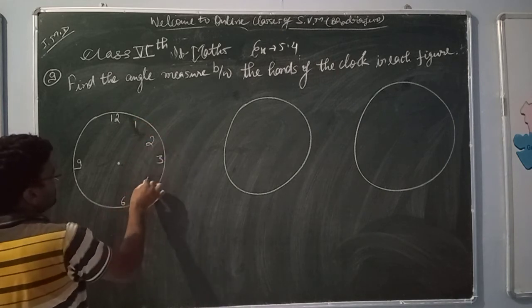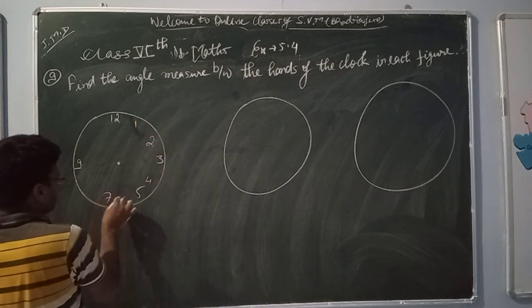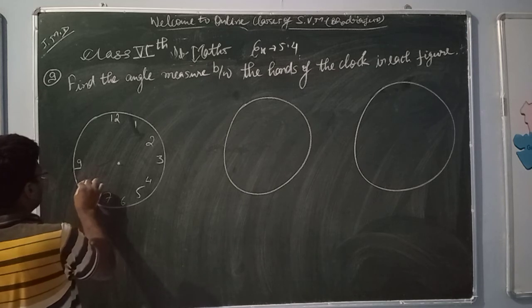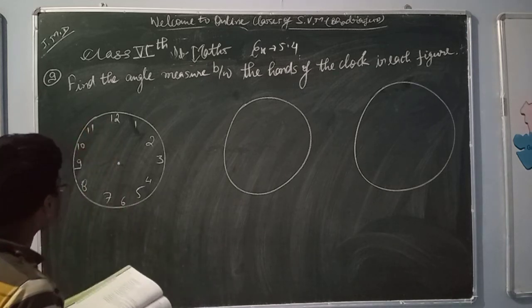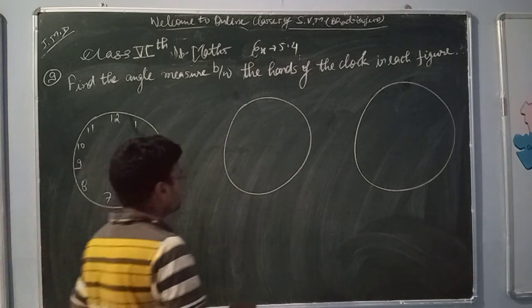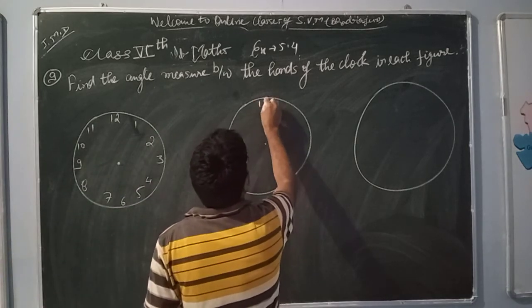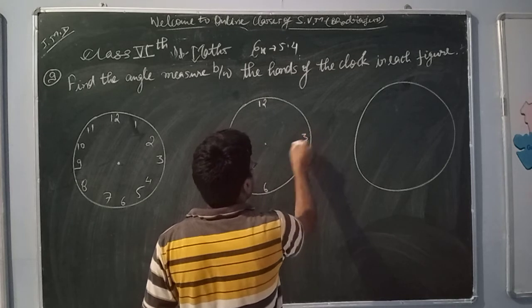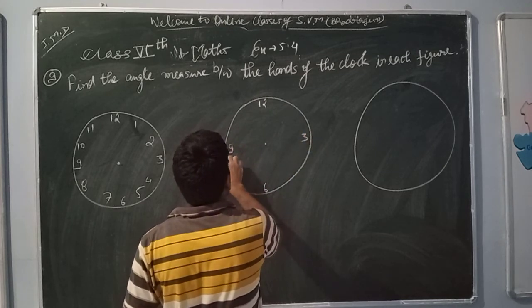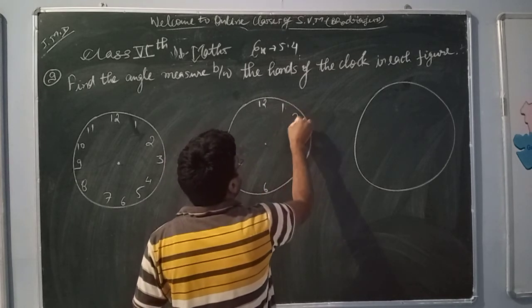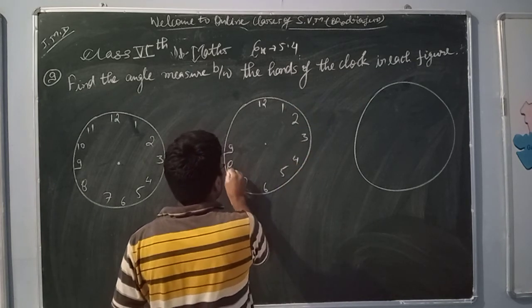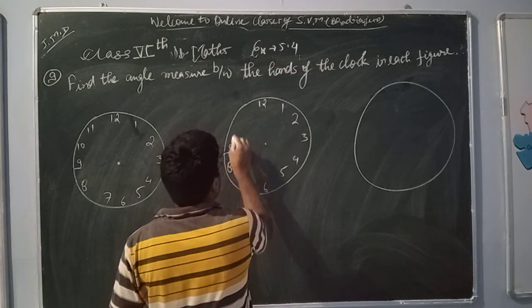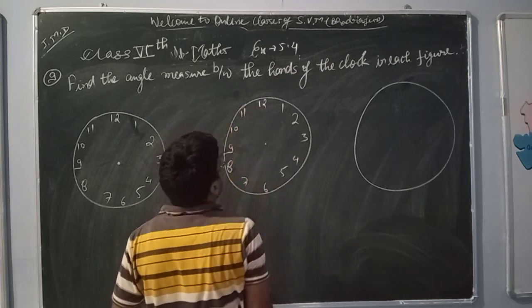12, 1, 2, 3. This is 4, 5, 6. This is 7. Now 8, 9, 10, and this is 11. Okay. And here also, this is 12. This is 6. This is 3. This is 9. 1 and 2. 4, 5, 6, 7, 8, 10. This is 11. Okay.